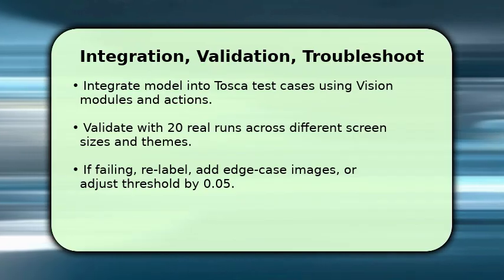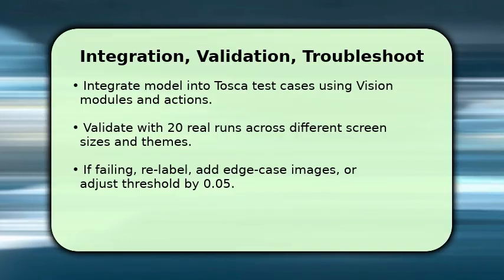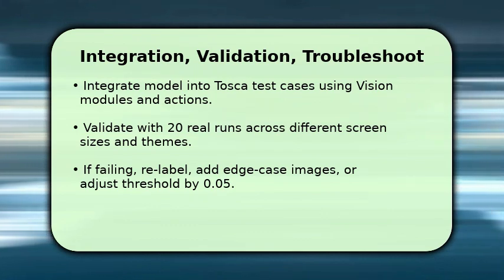If elements are missed, relabel ambiguous images or add edge case examples, then retrain. And if false positives occur, raise the threshold by 0.05 increments. This targeted loop keeps the model reliable and maintainable.